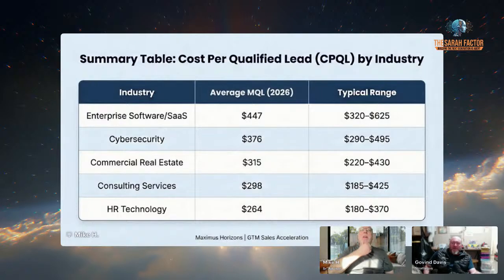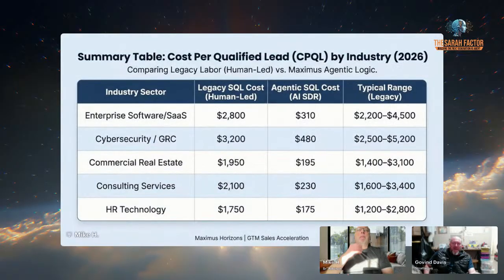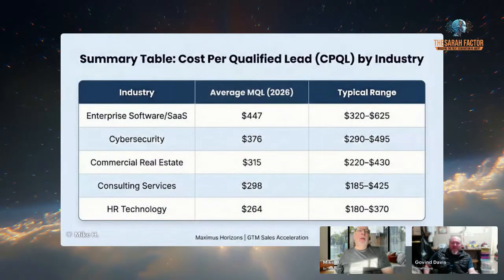Right. And you might find this interesting. These are the averages for humans, what it costs a human to do MQLs across different sectors. Like for consulting services, it would be $298, but it could go up to $425 based on their offering. That's why Bears Dev, they're like, hey, I'll pay you $300 if you just introduce me to somebody.